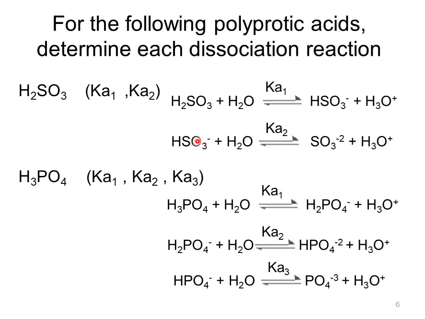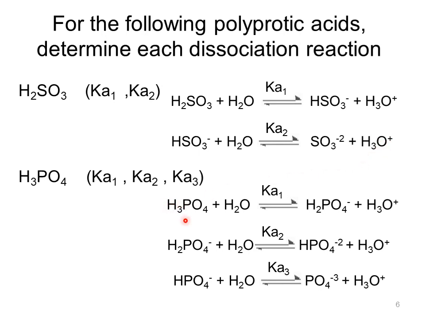Okay, so again, these are not a big deal. We have sulfurous acid reacts with water. We get the bisulfite ion plus H3O+. The Ka2 is just going to be the reaction of that bisulfite ion plus water to get the sulfite ion and H3O+, right? So that's our Ka2.